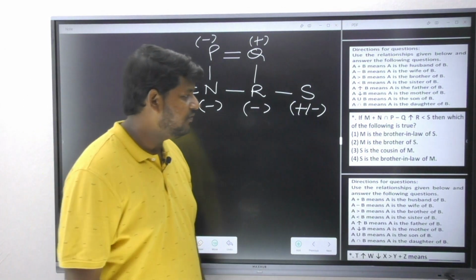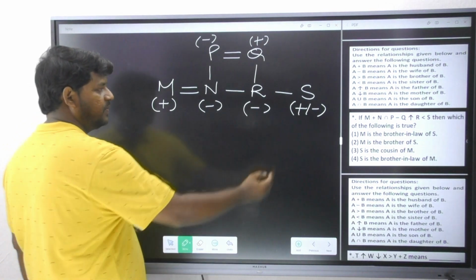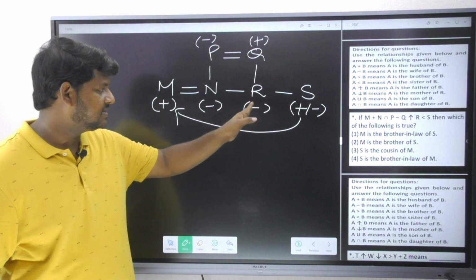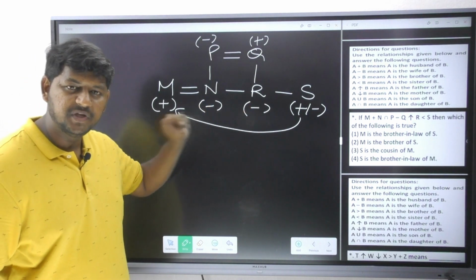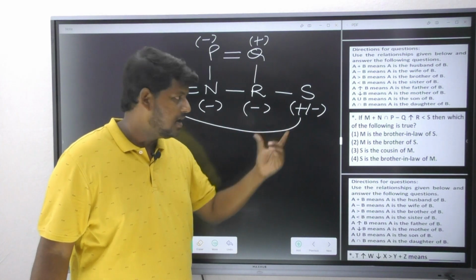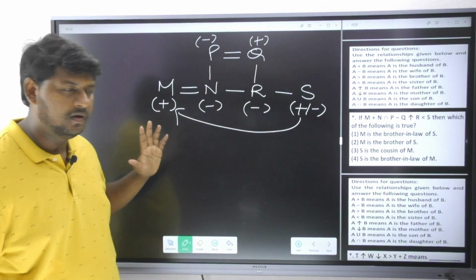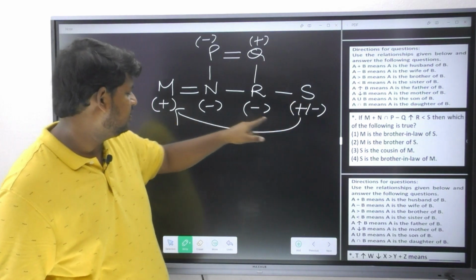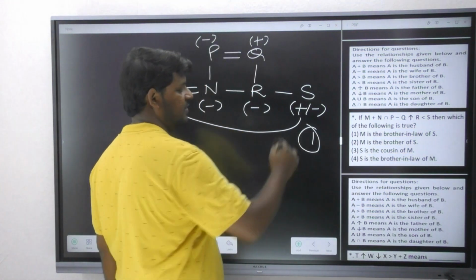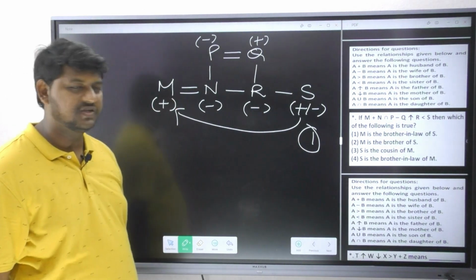Now, which of the following is true? M is the brother-in-law of S. Now please observe whether M is the brother-in-law of S. Definitely correct, because S, R, N are going to be siblings. And don't tell me, sir, we do not have any information regarding S's gender. Imagine S as a male. Your sister's husband is brother-in-law. Imagine S as female. Again, your sister's husband is what? Brother-in-law. So M is the brother-in-law of S. Yes, I can go with option number 1. I don't have to worry about the rest of the options.